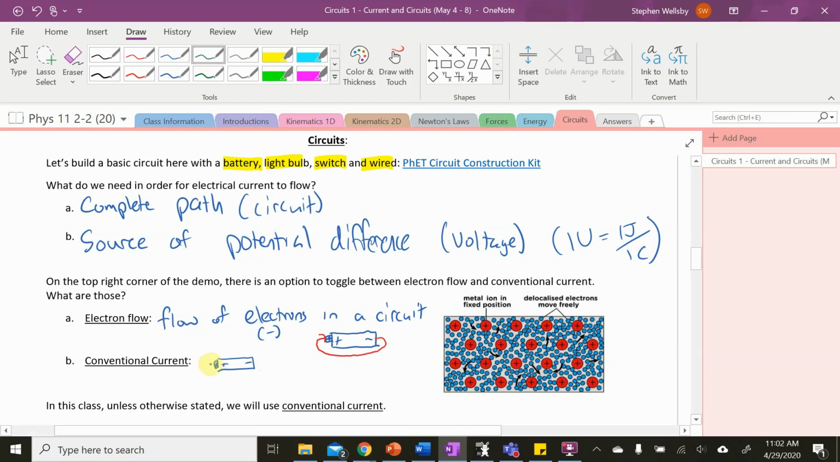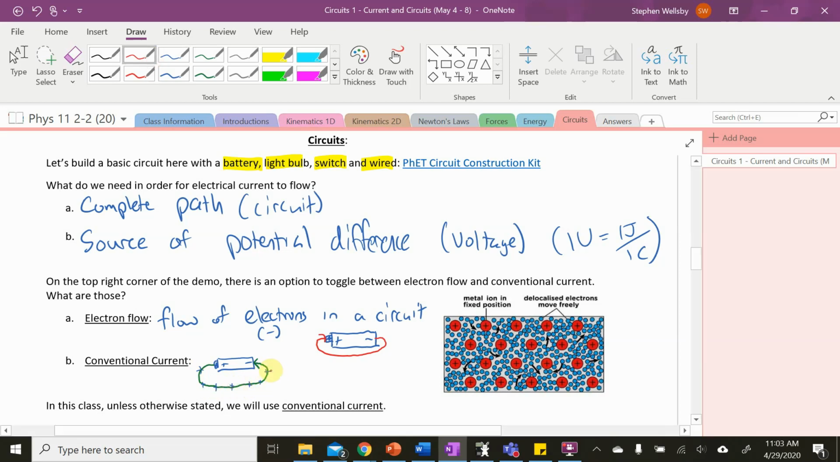What Benjamin Franklin thought was that positive charges left the positive terminal, wrapped around the circuit, and came back to join the negative. Now we know this isn't true. We know that the positive ions are not able to move. It's only the negative charges that are able to move. So in the piece of wire here, there's going to be a bunch of positive charges. But these positive charges in real life are not actually moving.